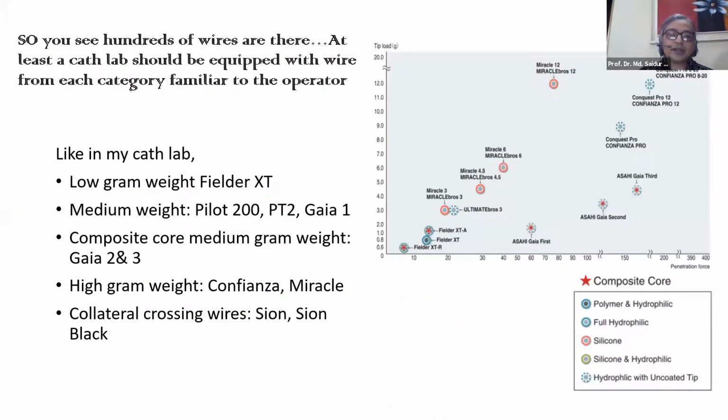Among these hundreds of wires, we cannot keep all of them on our shelf to become a CTO operator in a Cathlab. That's not possible, but at least you should have some low gram weight wires like Fielder XT or Fielder groups. You should have some medium weight wires like Pilot, PT2, Boston's, and Gaia 1, and also the whole Gaia series if you can, and also the high gram weight or high penetration force wires like Confianza, Miracle, and obviously the Xion Blue and Xion Black if you go for the retrograde approach.